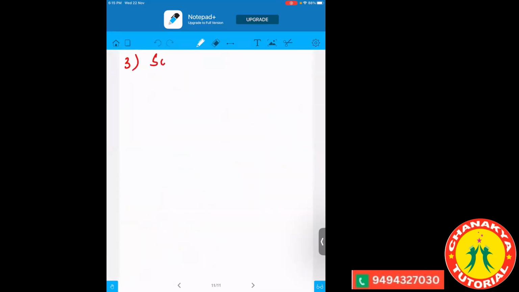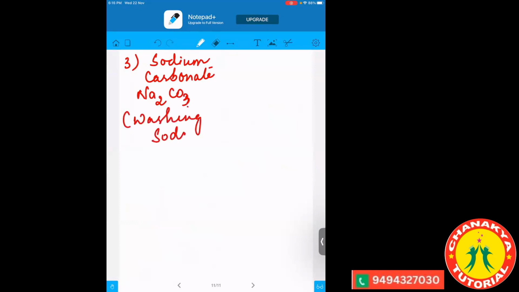Now the third one is sodium carbonate. Sodium carbonate is Na2CO3, which is also called washing soda. Everybody at home is using detergent, right? For washing the clothes, we are using detergent, and that detergent is called sodium carbonate. So this sodium carbonate is used as the detergent to wash the clothes.